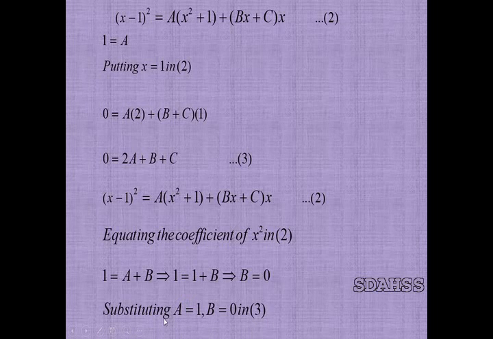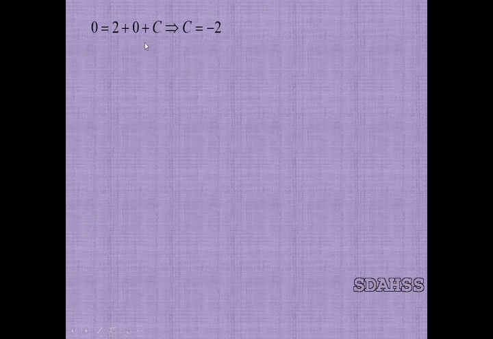Now substitute a is equal to 1, b is equal to 0 in the third equation. So the third equation becomes left hand side 0 is equal to 2 plus c. 2 plus c is equal to 0. So c is equal to minus 2.